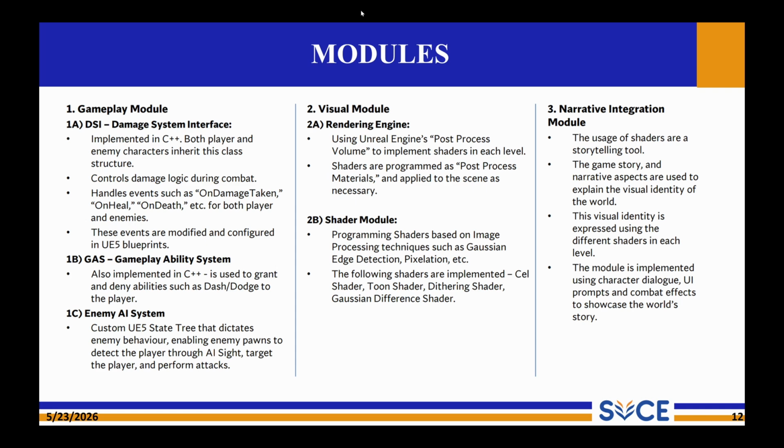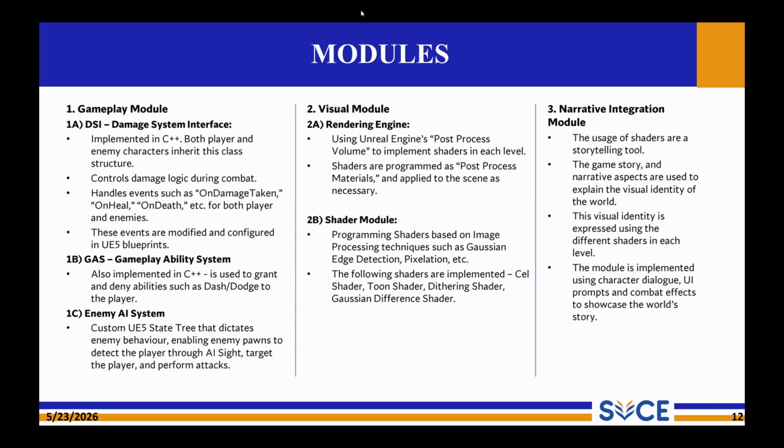So for example, you could have an enemy type that is stronger than another, which could have a higher health and a higher damage output. Next is GAS, which is the gameplay ability system, which is also implemented in C++. It is used to grant and deny abilities such as dash and dodge to the player. So for example, if the player enters a scenario in the game where dodging is forbidden, we can use GAS to easily ungrant the dodge ability.